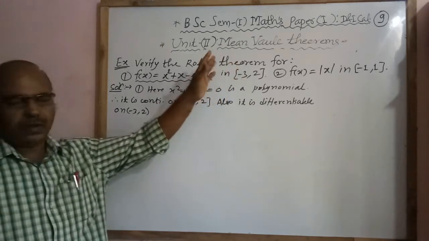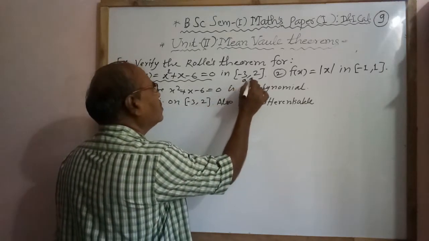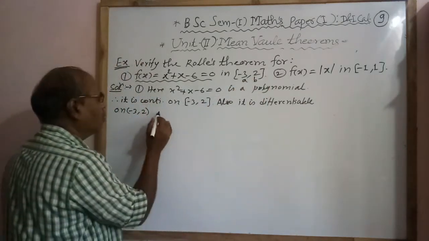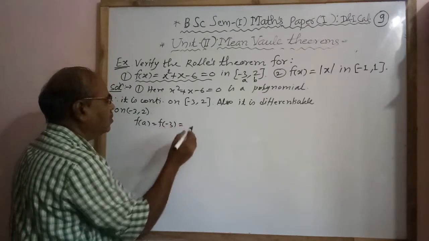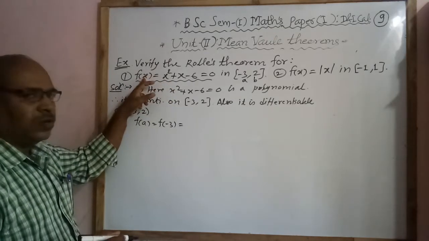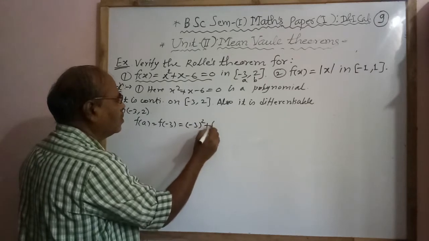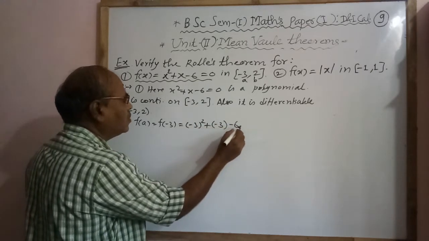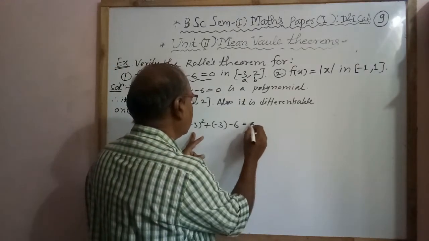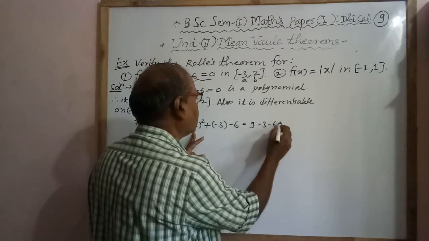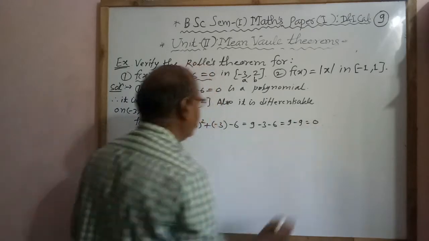Then we see the third condition of Rolle's theorem, that is f of a equals f of b. Here a equals minus 3 and b equals 2. Therefore, f of a, that is f of minus 3. Put x equals minus 3, we get minus 3 square plus minus 3 minus 6, that is 9 minus 3 minus 6, which is 9 minus 9, which is 0.